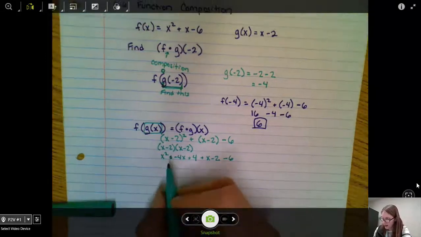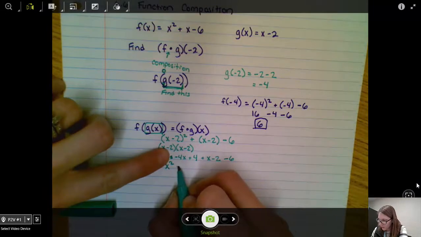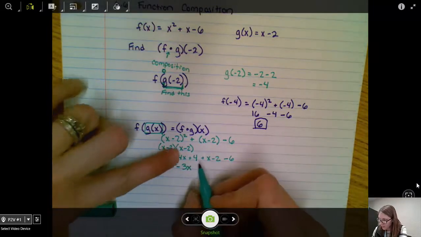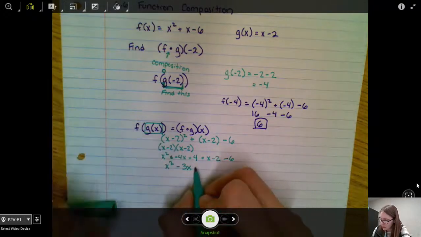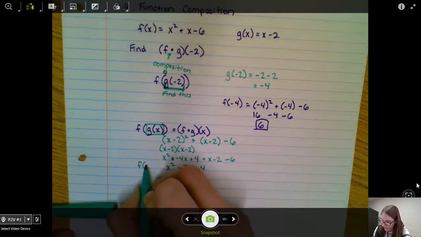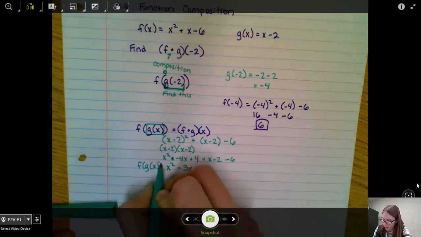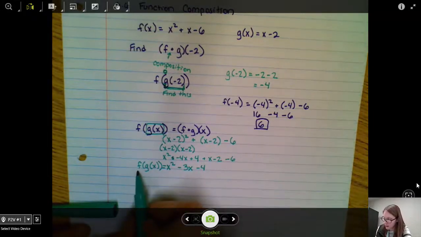Simplify what we can. X squared, this is the only place I have an x squared. Minus 3x. 4 minus 2 is 2. Minus 6 is negative 4. So f of g of x, or f composed with g of x, is x squared minus 3x minus 4.